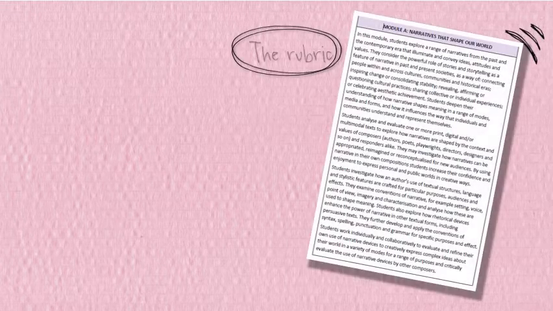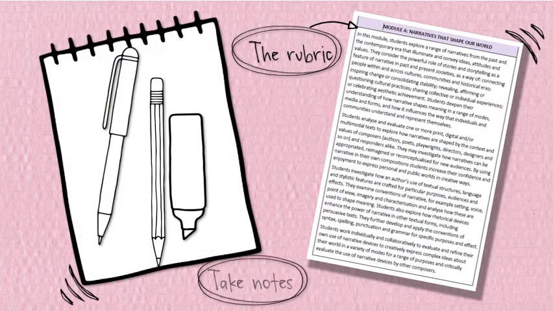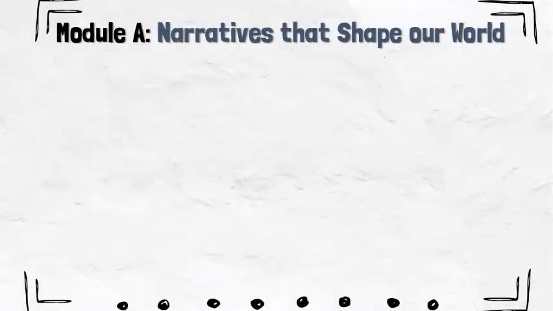Okay, for this video, you will need to have a copy of the rubric. A paper or electronic copy is fine. You'll also need to have some paper, pens, and highlighters as you will need to take notes. Okay, let's get straight into having a look at the rubric.